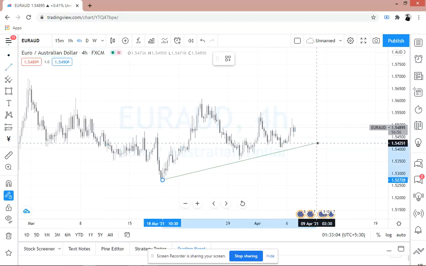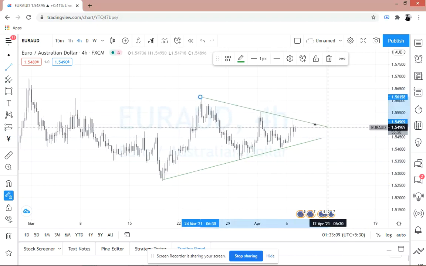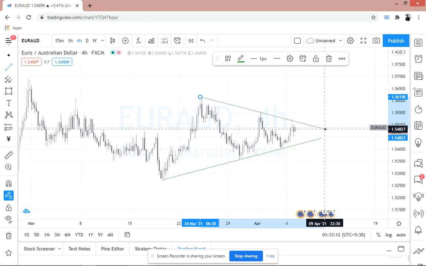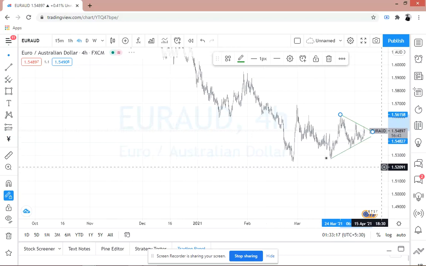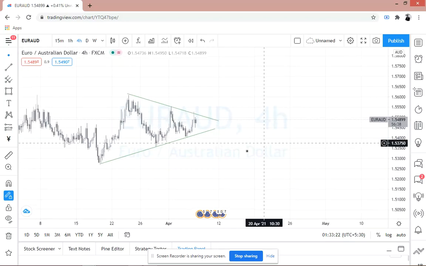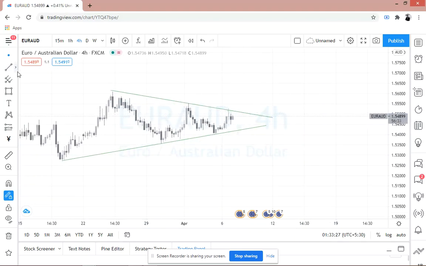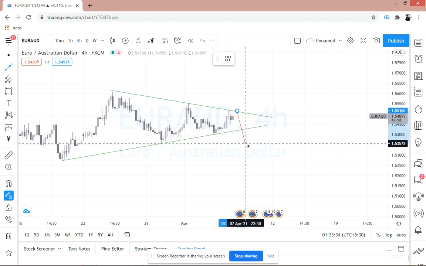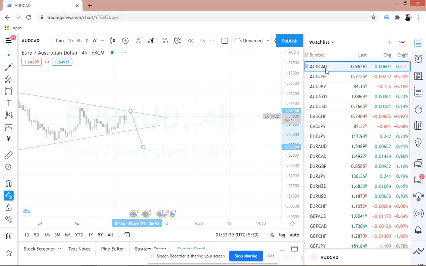Here we have the support and we have the resistance. So we're going to check the trend. The trend is a downtrend. So I think we should go with sellers, but not in the middle of the trend. We should expect to go with sellers at this resistance level. Okay, so Euro AUD is down. So let me see AUD CAD.